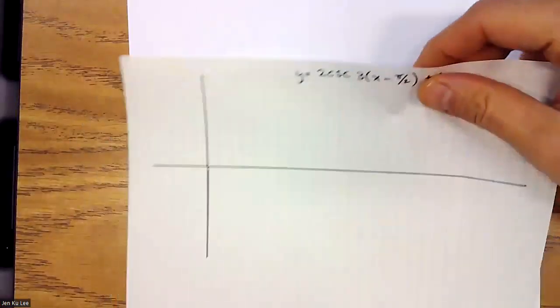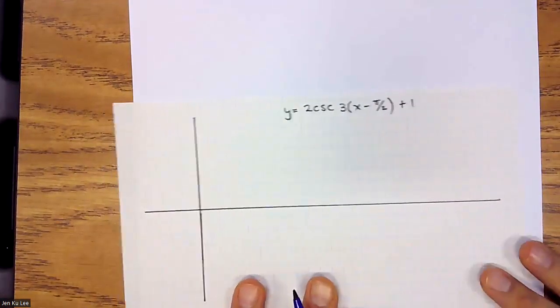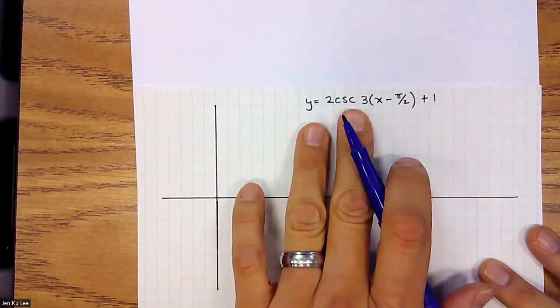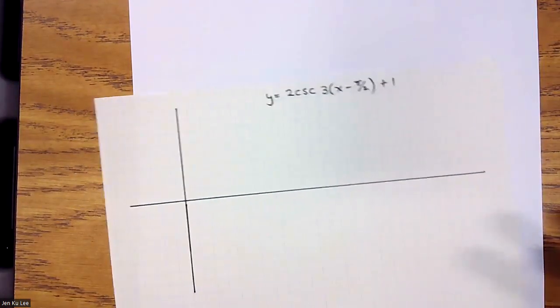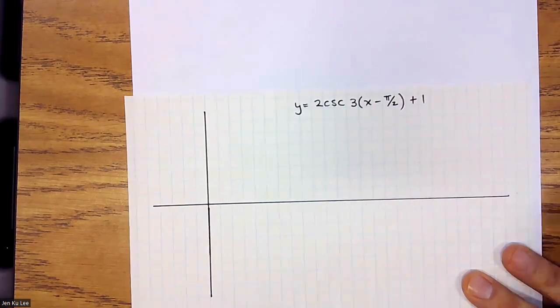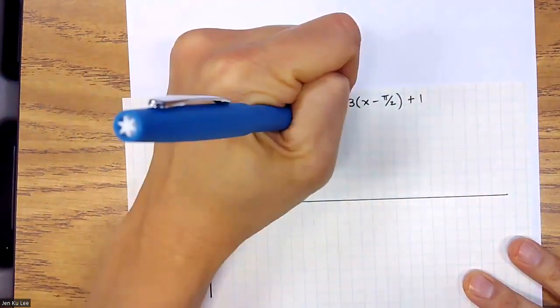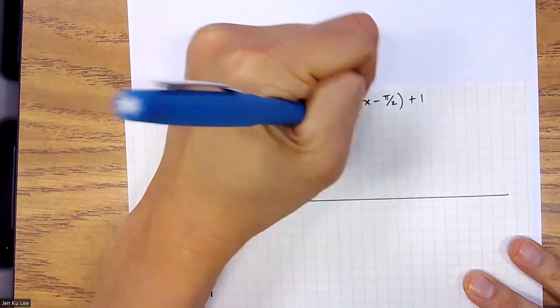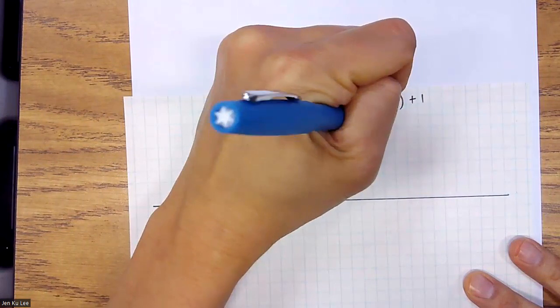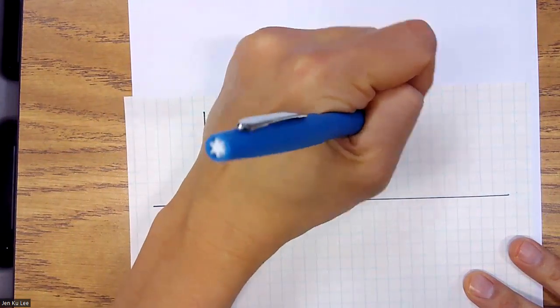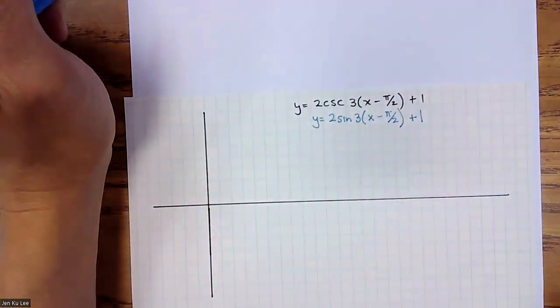Okay. Now let's see what happens if I have all the transformations. Okay. My first step is always the same. I'm going to graph 2 sine of 3 times x minus pi over 2 plus 1.